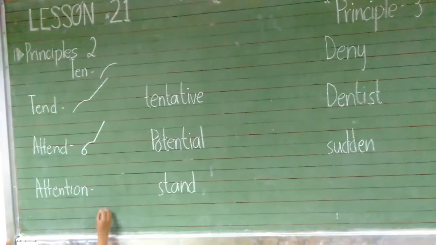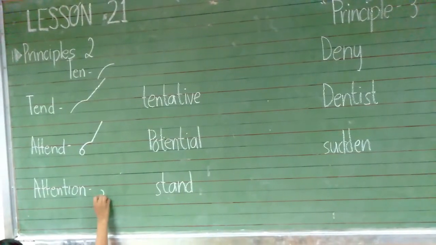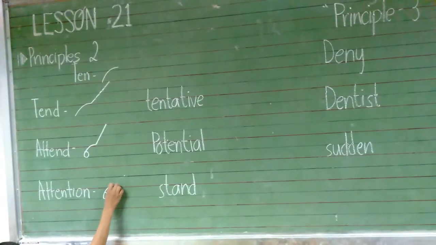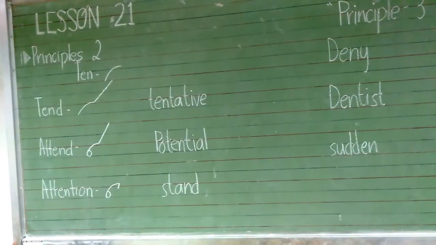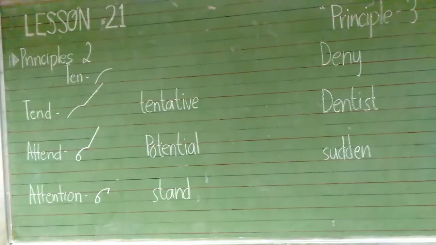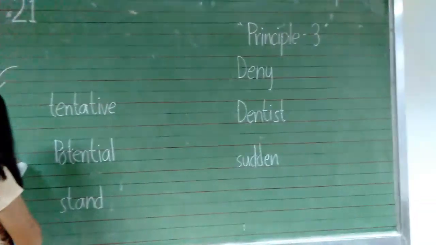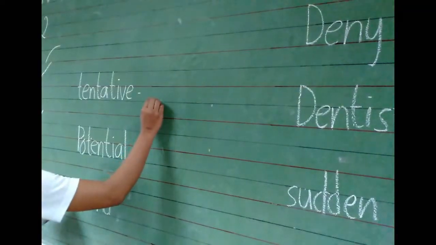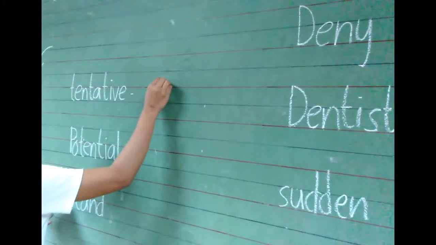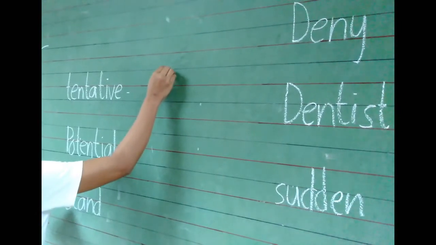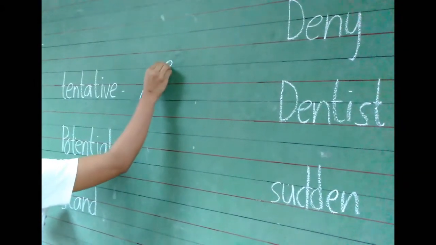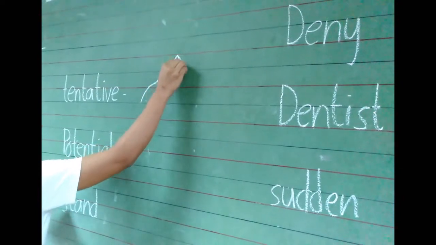Next is attention, which is represented by A stroke, TN, and E stroke. Next is tentative, which is represented by TN, TA, T, and V stroke.